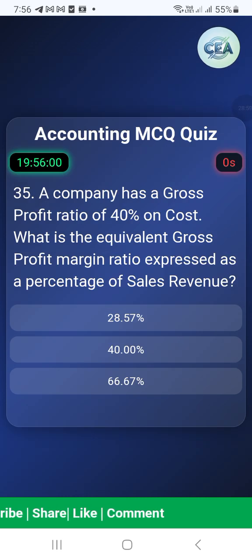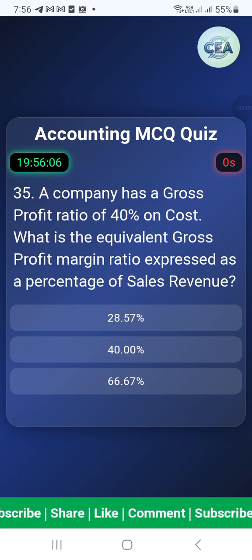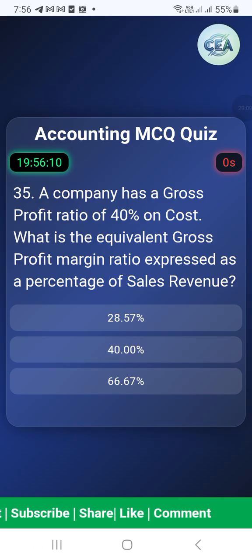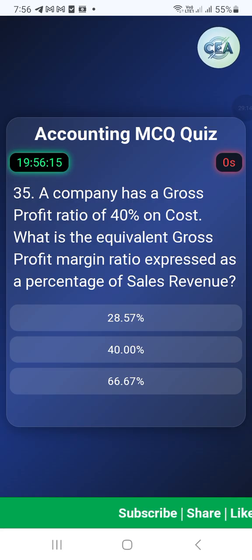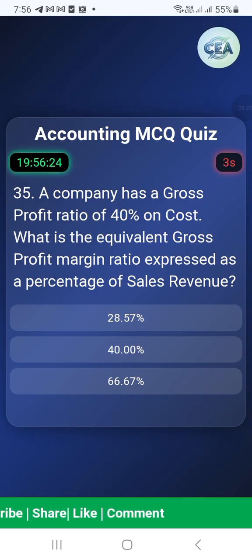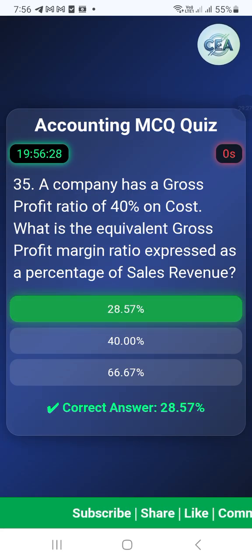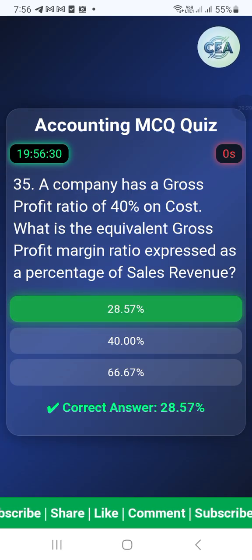35. A company has a gross profit ratio of 40% on cost. What is the equivalent gross profit margin ratio expressed as a percentage of sales revenue? Option 1. 28.57%. Option 2. 40.00%. Option 3. 66.67%. Correct answer is 28.57%.